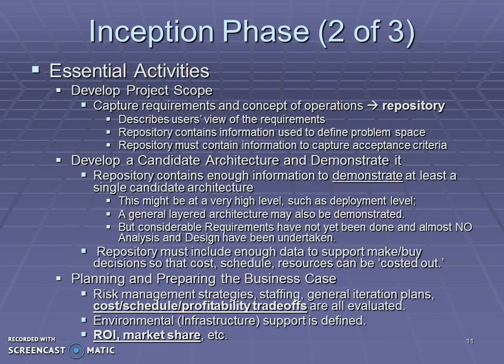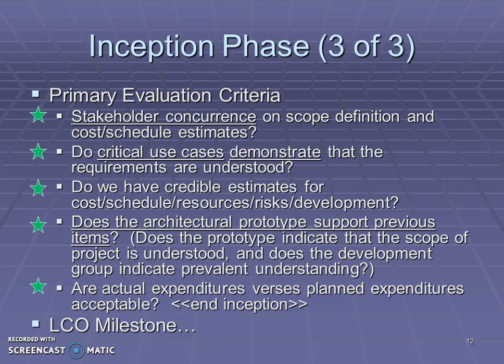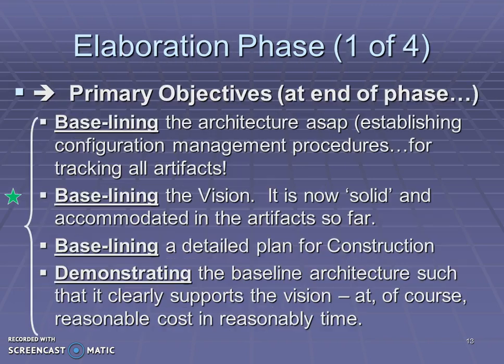The essential activities will be project scope development, architecture demonstration, and preparing a business case. Finally, we have the primary evaluation criteria. How can you evaluate this phase? By how the stakeholders' concurrence meets the expectations of the cost estimates of the management, because this phase runs from the very beginning to the end of the transition phase. Do we have an architectural prototype for the previous items we are referring to? All such things will be done.